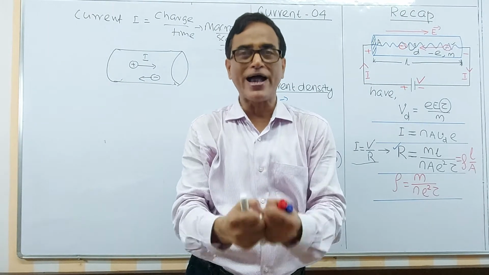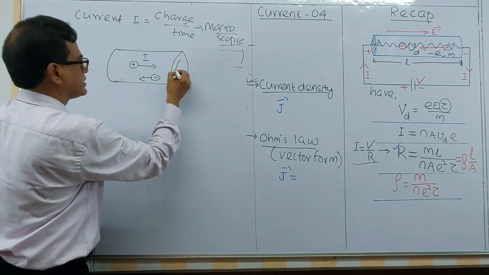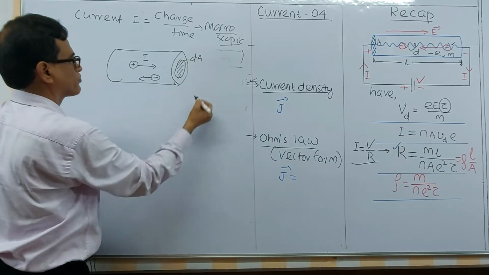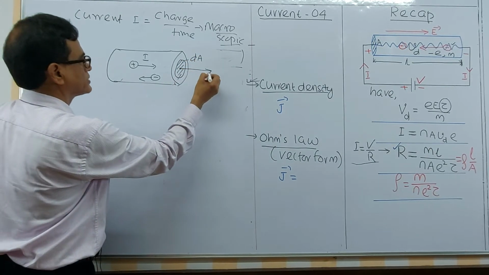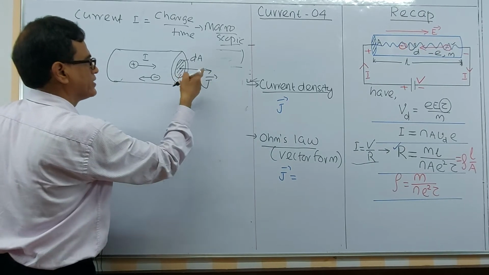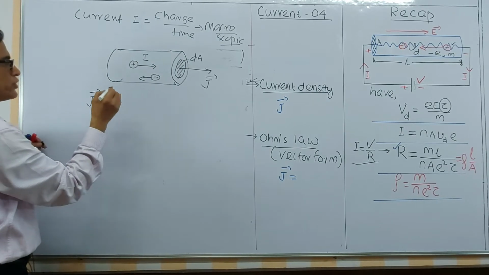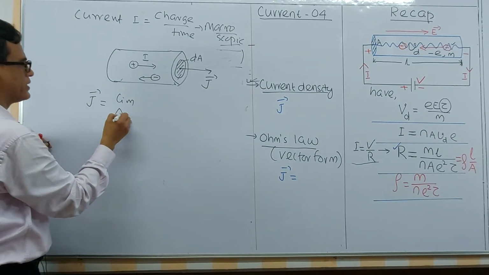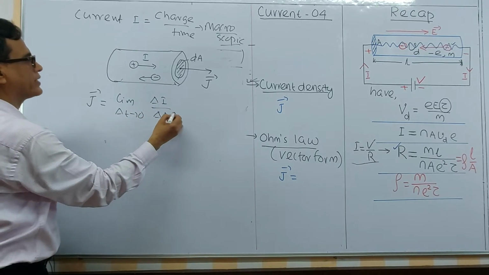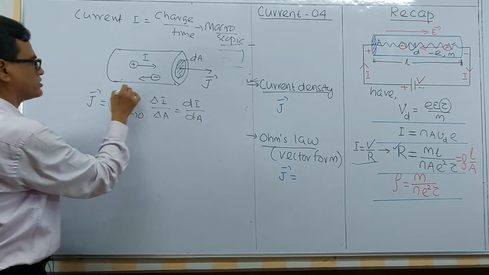Current density is a microscopic concept. Now imagine an area under consideration, dA. We define the current density through this area by the relation: limit delta t tends to 0, delta I by delta A, so dI by dA. What is the concept of this actually?